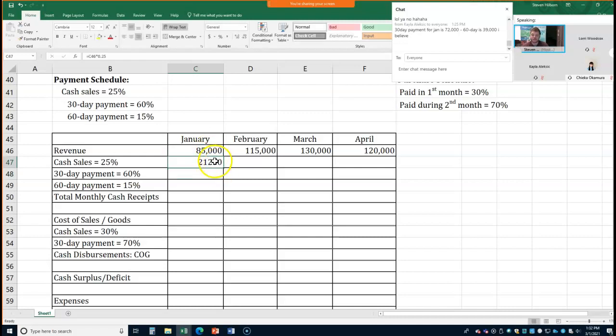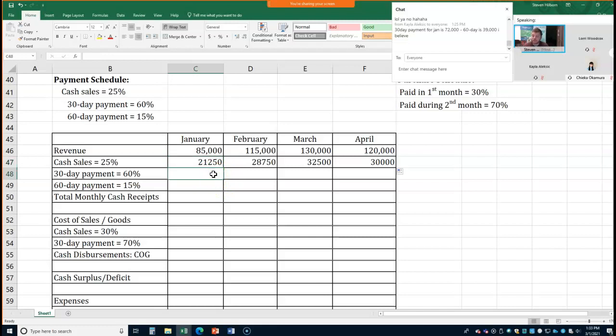And what I can do is I can copy and paste this formula all the way across because we know it's not going to change. And all of these numbers here that you're seeing should be 25% of the number above it. So that is how much we're getting right away, immediately.